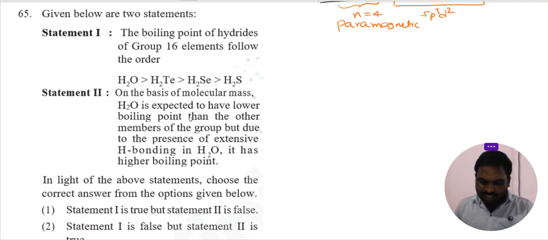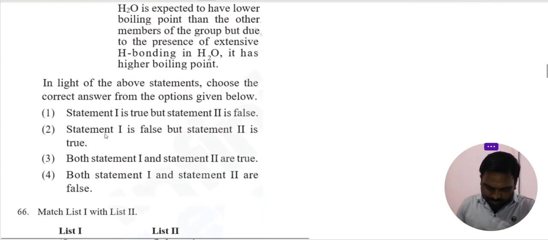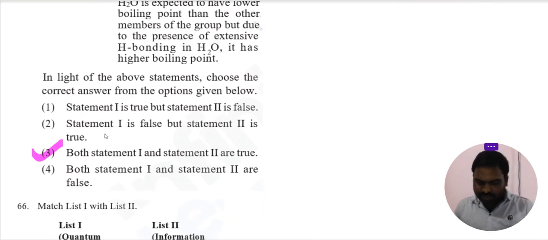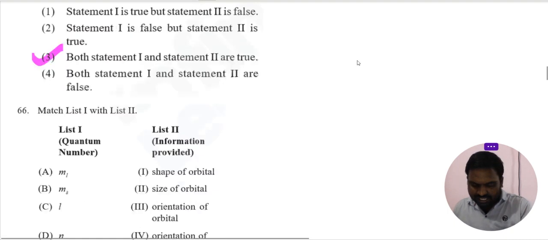On the basis of molecular mass, H2O is expected to have a lower boiling point than the others, but due to the presence of extensive hydrogen bonding, it has a higher boiling point. Yes, right. That's why here both statements are correct. Option 3 is the right answer. Both statements are true. Very simple and clear question.